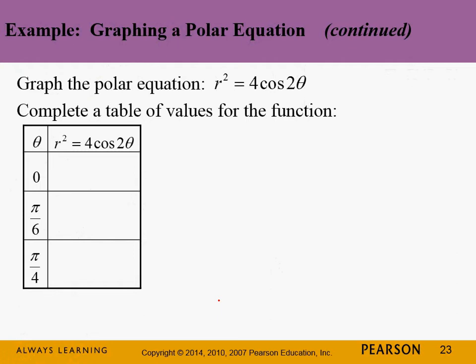So we're going to plug in theta equals 0. So r squared equals 4 times cosine of 0. What's cosine of 0? 1. So r squared equals 4. So what is r? If r squared is 4, what is r? Plus or minus 2.